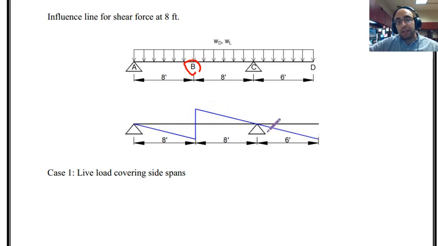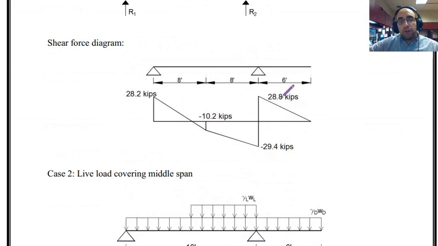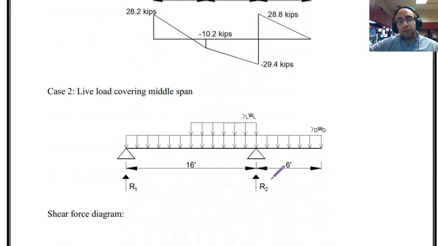And based on that, I'm going to consider different cases of live load application on the beam. We considered live load only on this span and this span for having the maximum negative shear at point B. And now I'm considering the live load only on the middle span to get the maximum positive shear. And then the final load case is having the live load covering all the spans. So this is the first load case. The second load case was this one.